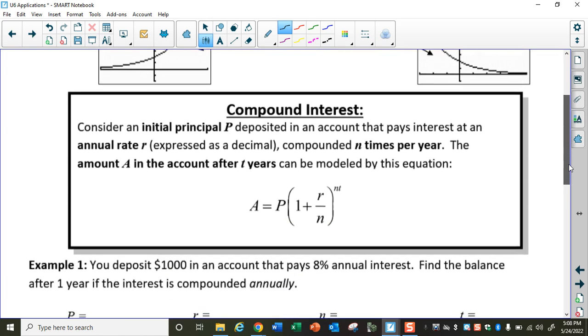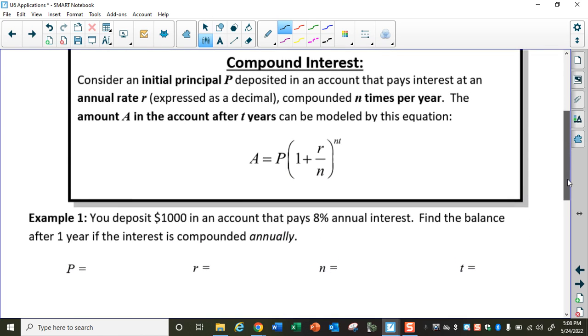All right, makes sense. Compound interest is you get an annual rate, which is called R. It's usually a percent expressed as a decimal. And then it can be compounded n times a year, usually like quarterly or annually. The amount is A after you get after t years. And it works out to this equation here.